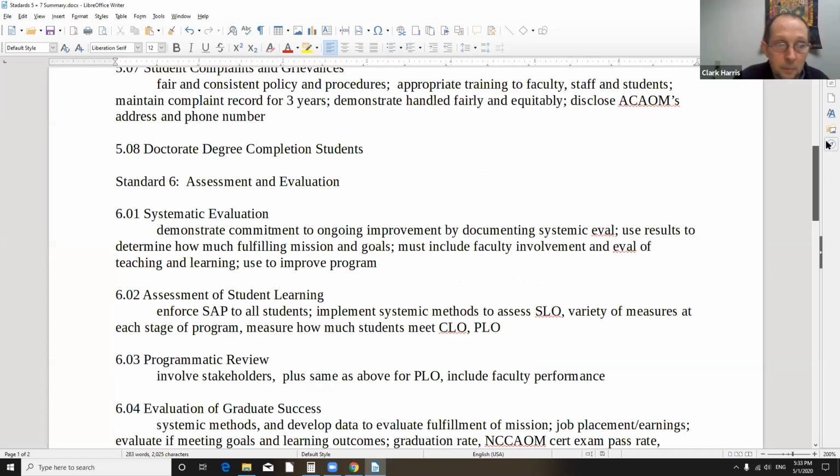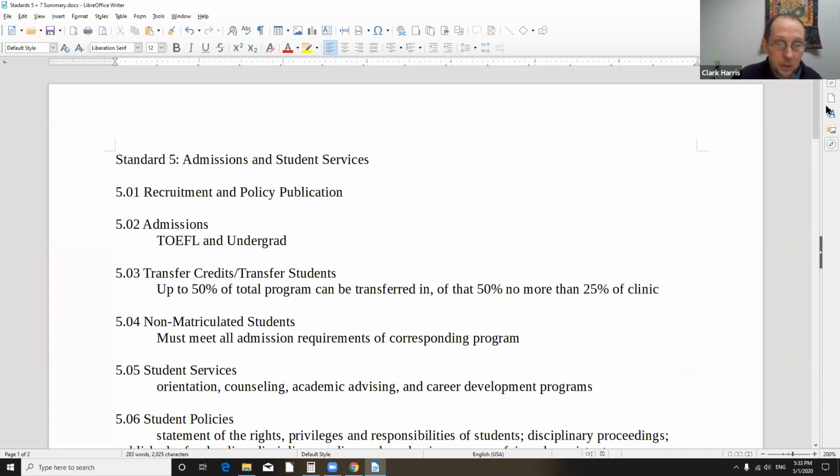Okay, so standard 5, admissions and student services. 501 is recruitment and policy publication. Not much detail there. It's pretty much straightforward. Admissions goes into the TOEFL requirements, making sure they have an undergrad degree before they start, and all the stuff that we're familiar with there, the 2 years of undergrad. 503 is the transfer credits, transfer students. Up to 50% of the total program can be transferred in, and of that 50%, no more than 25% of clinic can be transferred in.